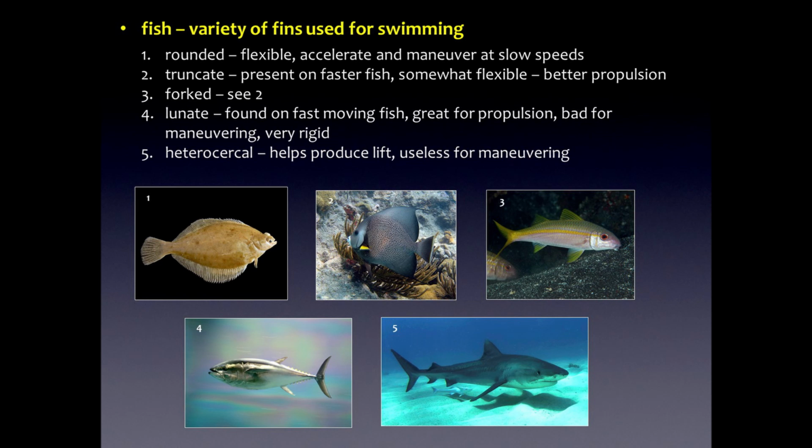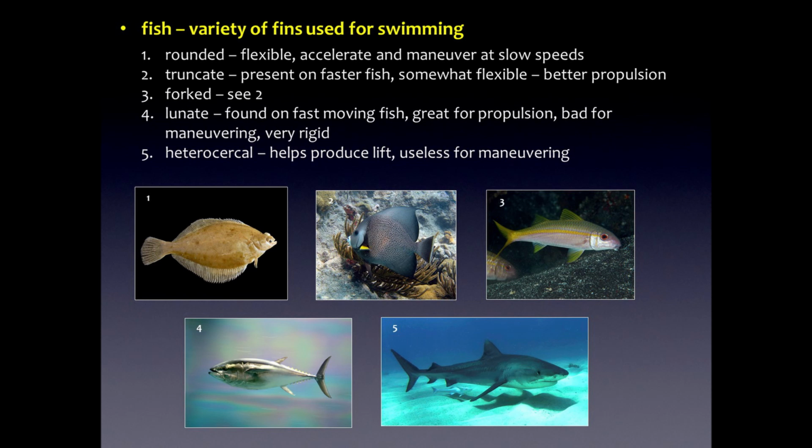The second one, we see it in that, it looks like a little parrotfish there, is a truncate fin. Truncate fin we see present on even faster fishes. It's a little bit more flexible, not quite as flexible as the rounded fin, but still gets the job done. Allows the fish to propel themselves better through water. Remember, all that tail fin does, especially the way it moves, will really help move that fish through the water.